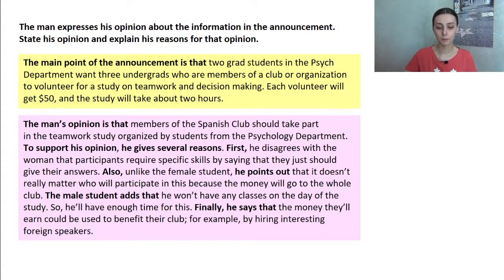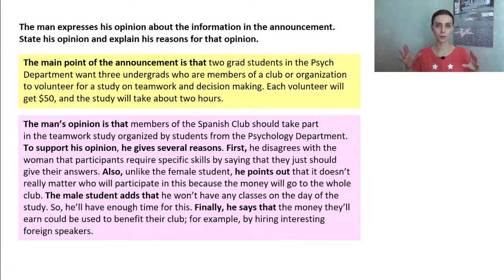Also, unlike the female student, he points out that it doesn't really matter who will participate in this because the money will go to the whole club. The male student adds that he won't have any classes on that day of the study, so he'll have enough time for this. Finally, he says that the money they'll earn could be used to benefit their club, for example, by hiring interesting foreign speakers.